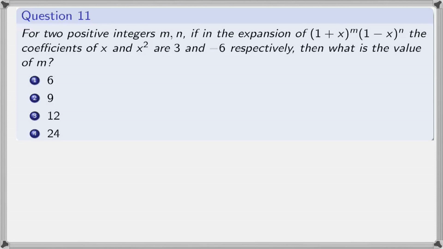For two positive integers m and n, we consider the expansion of (1 + x)^m (1 - x)^n. Suppose that in the expansion, the coefficients of x and x square are 3 and minus 6 respectively. We have to find out what is the value of m.